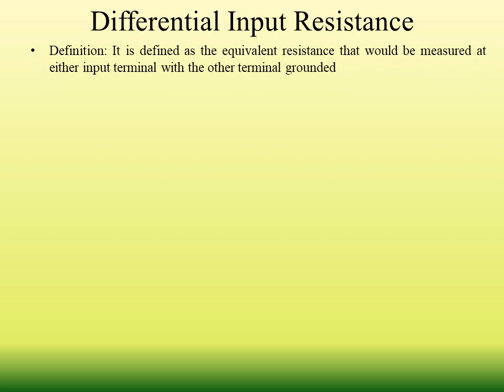First of all, we'll define what we mean by the input resistance. It is defined as the equivalent resistance that would be measured at either input terminal with the other terminal grounded. So what is the definition? First of all, make one of the input terminals ground, so there will be no signal and it is directly connected to the ground, and we are measuring the input resistance at one of the terminals. That resistance is termed as differential input resistance.